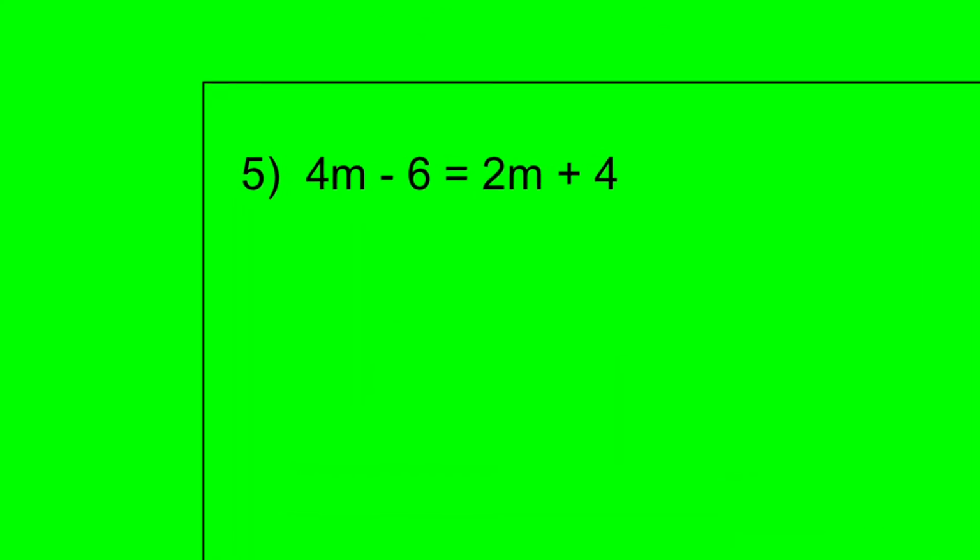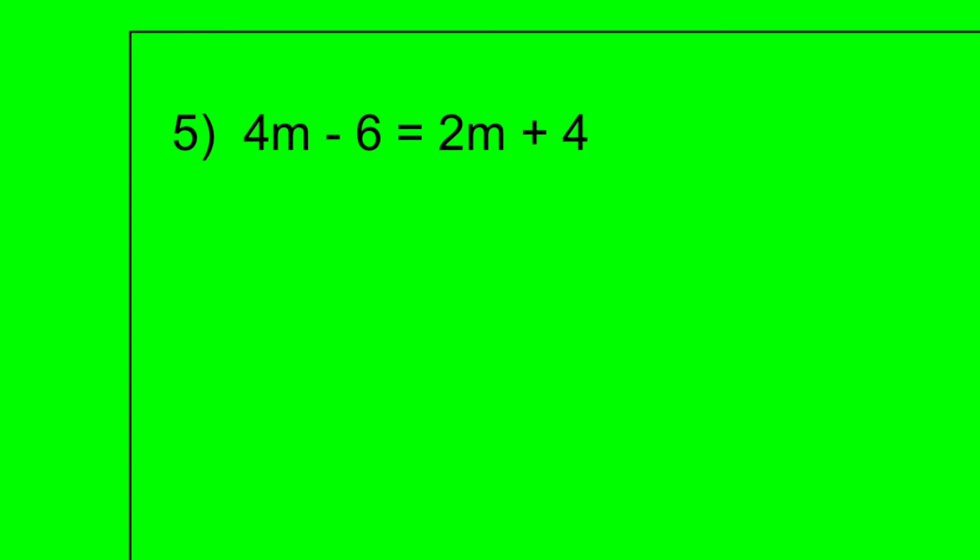Okay, now check this out. This is something that's a little bit different. We have 4m minus 6 equals 2m plus 4. Now this time we have a variable on both sides of the equal sign. We've never had that before. But check out what we do. This is where the whole idea of equality can make things so much simpler. Whatever you do to one side of an equal sign, you can do to the other.